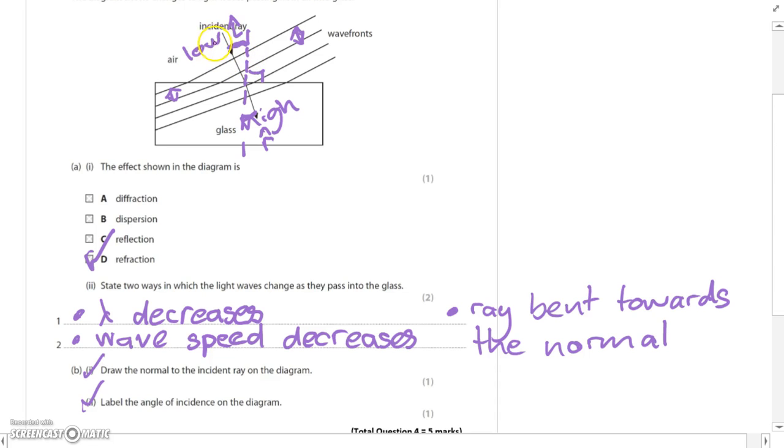Okay, and the reason that that's happened is because you've gone from a low optical density to a high optical density. Low to high gets bent towards the normal.